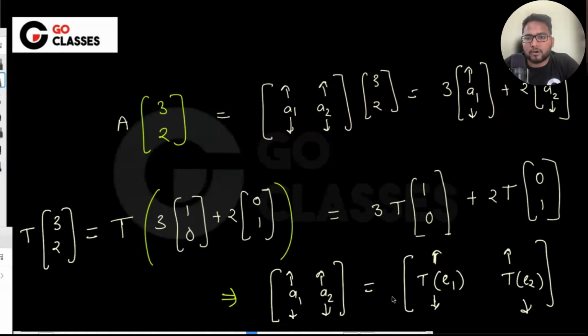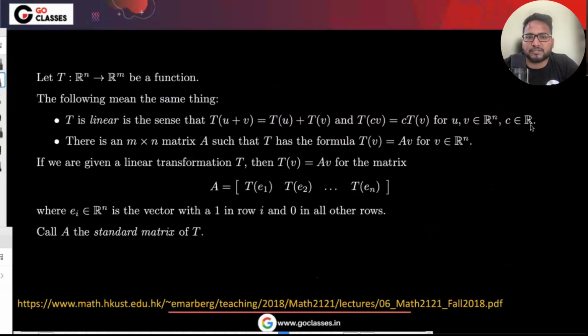Okay, so maybe a little bit you have got, but let's just do more examples and try to understand this more. See here, in general the matrix A is nothing but T of e1, T of e2, like this. Let's just see an example, and after that it will be more clear.